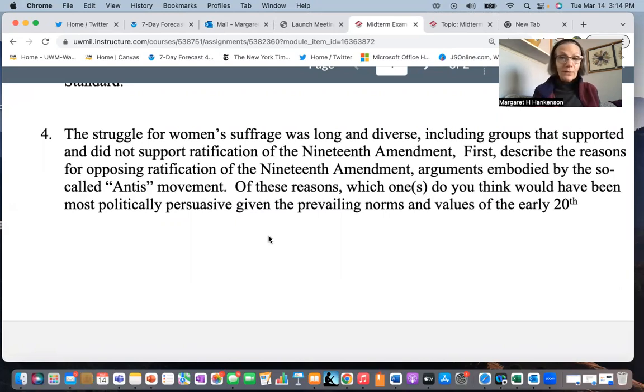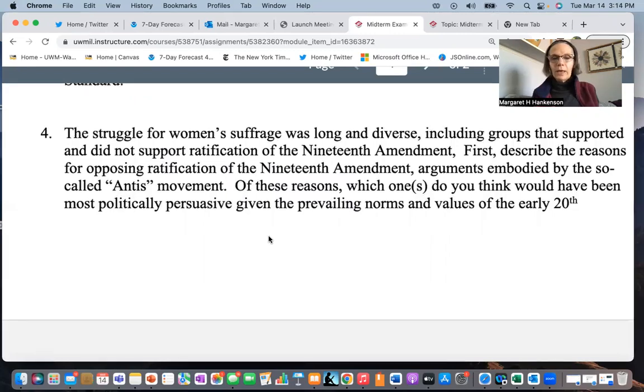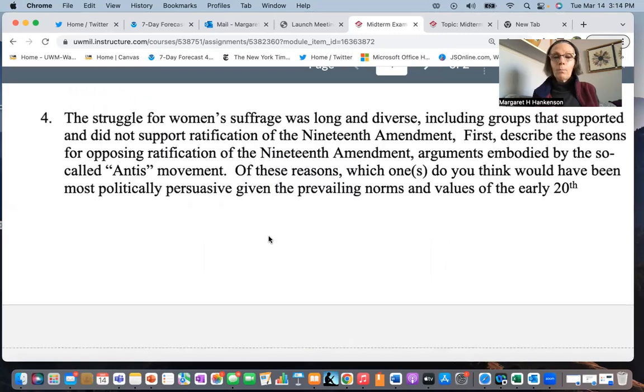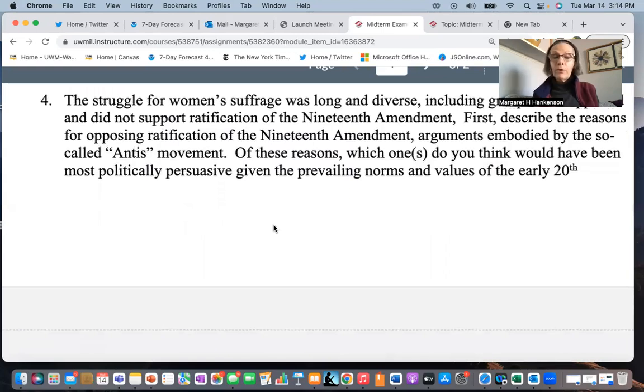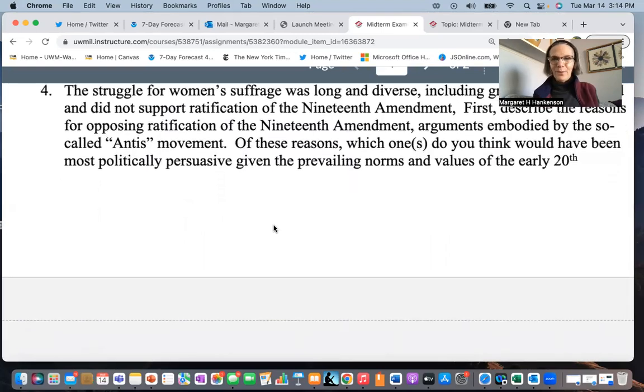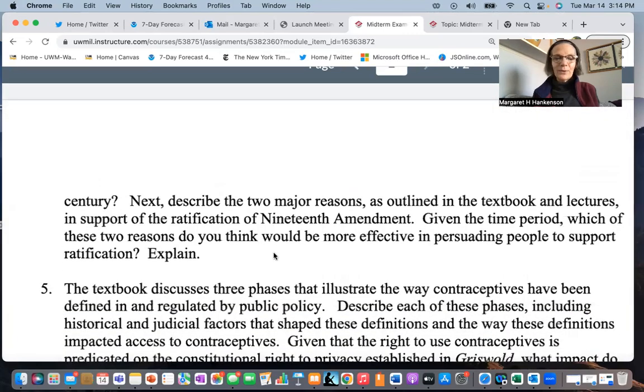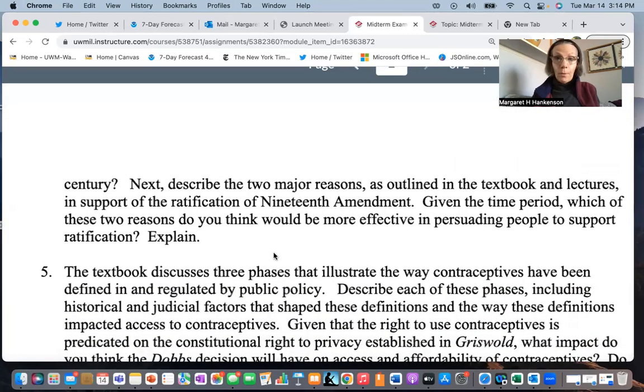Of these reasons for not ratifying, which do you think would have been most politically persuasive, given the prevailing norms and values of the early 20th century? Then it continues. Next, describe the two major reasons as outlined in the textbook in support of the ratification of the 19th Amendment. Given the time period, which of these two reasons do you think would be more effective in persuading people to support ratification?